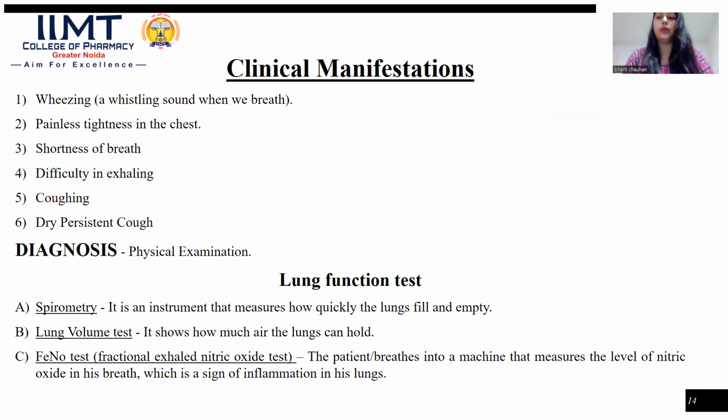Diagnosis, we can do the physical examination. And lung function tests we can also perform. So spirometry is an instrument that measures how quickly the lungs fill and empty. Second, we can do the lung volume test. It shows how much air the lungs can hold. Next is the fractional exhaled nitric oxide test. The patient breathes into a machine that measures the level of nitric oxide in his breath, which is a sign of inflammation in the lungs, basically.